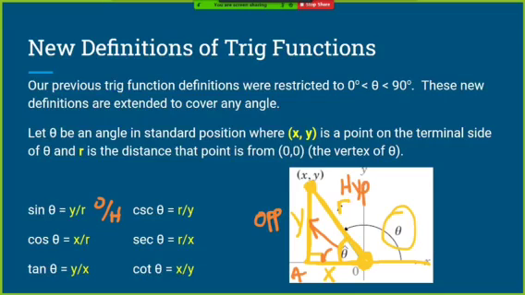This would be the adjacent leg here. So cosine of theta would be x over r, which is similar to A over H. And then y over x is opposite over adjacent. And then these here are just the reciprocals: H over O, H over A, A over O. So anytime you're dealing with secant, cosecant, cotangent, it's probably easier just to flip it, find the reciprocal, and then write it in terms of sine, cosine, or tangent.